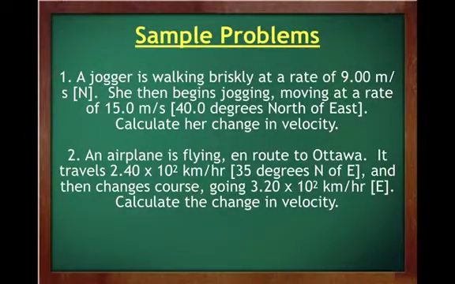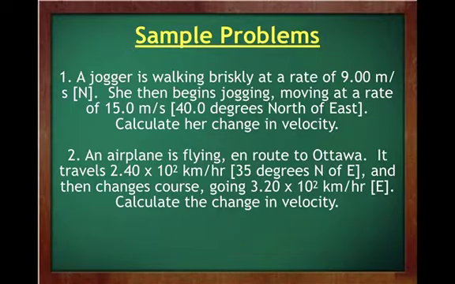Okay, so if we look at this second example, what you've got is an airplane flying en route to Ottawa. It travels 2.40 times 10 squared kilometers per hour, or 240 kilometers per hour, at a bearing of 35 degrees north of east, or east 35 degrees north. And then it changes its course, going 3.20 times 10 squared kilometers per hour, or 320 kilometers per hour, just east. Calculate the change in velocity.